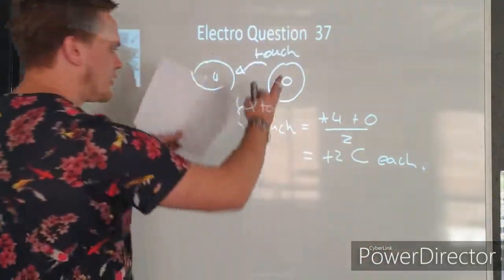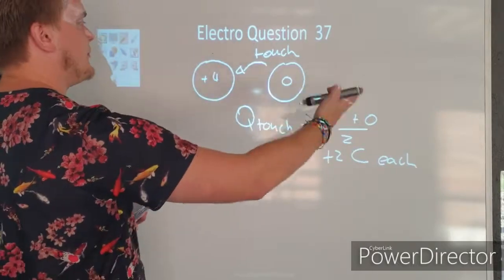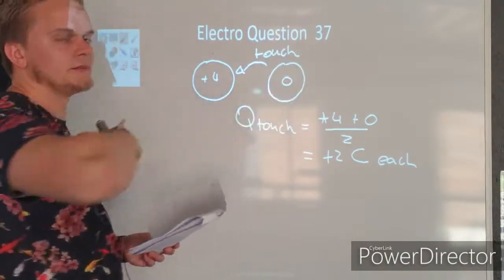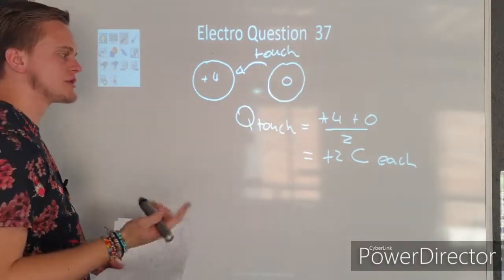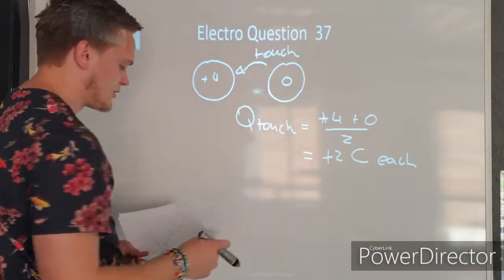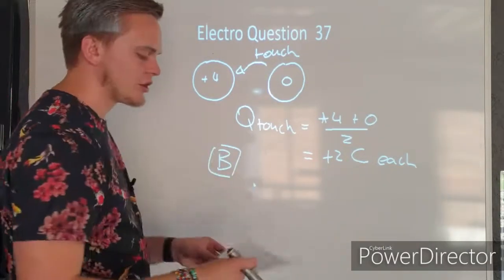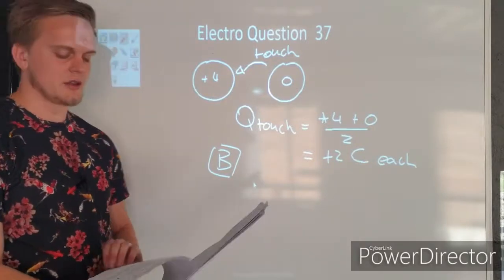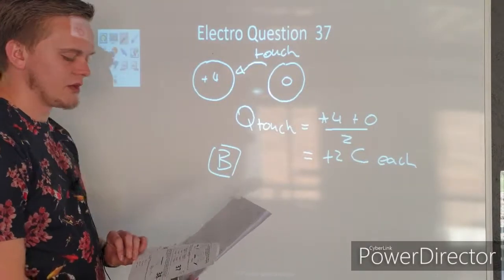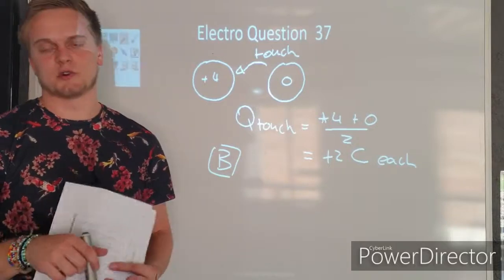So after they touched, the charge is spread between the two, so both of them will be positive afterwards. That will give you option B as your correct option, which says that the charge on R is positive and the charge on S is positive as well.